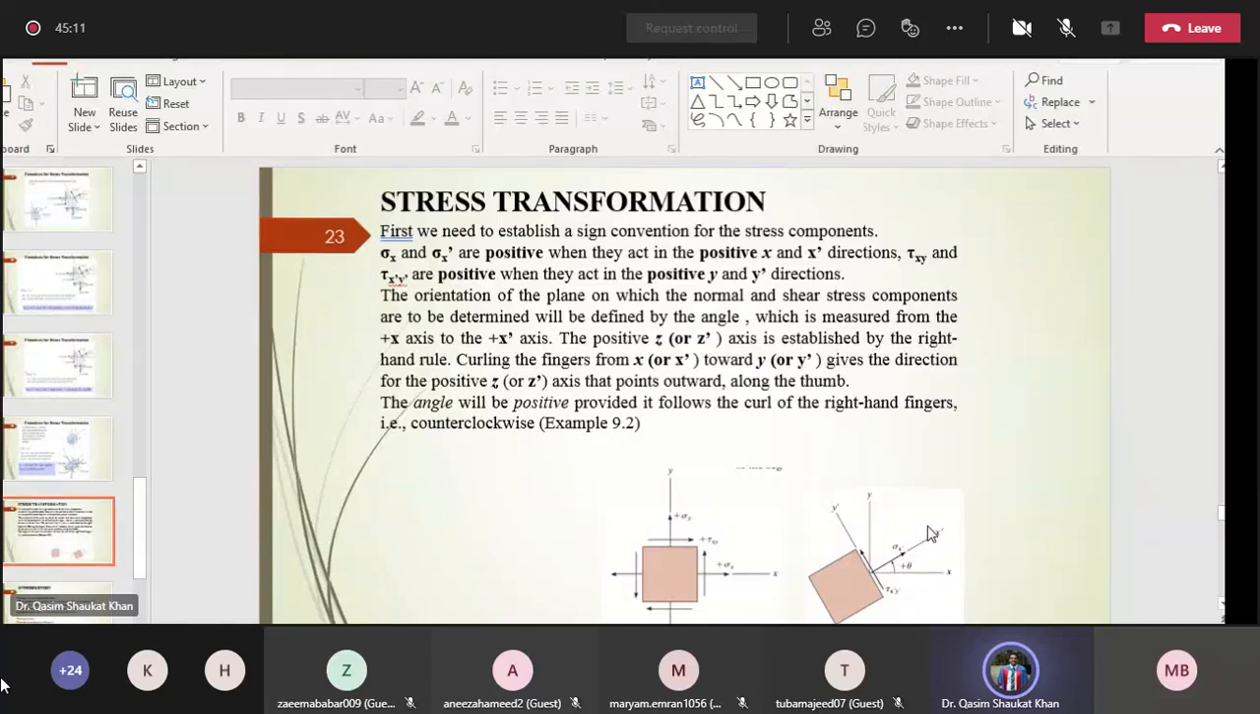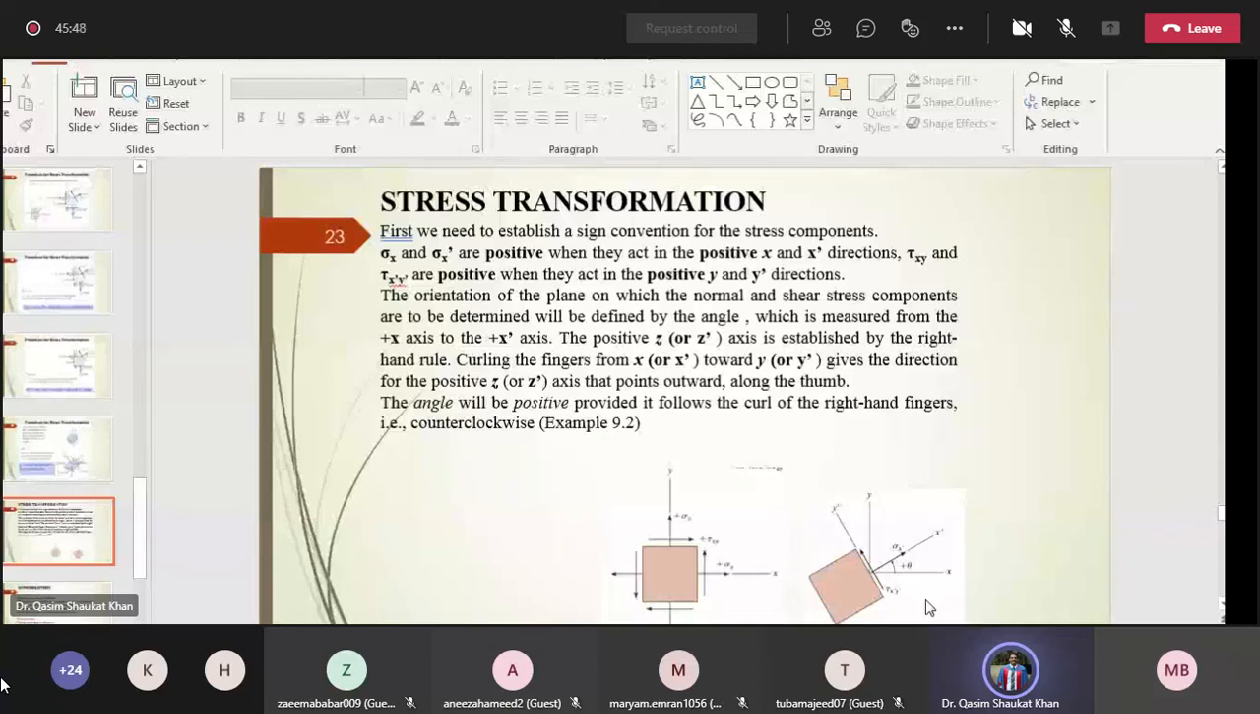So this is now counterclockwise. If I turn my fingers from x to x dash axis, my thumb will point out of the plane. So the counterclockwise direction is considered positive. However, if you take the clockwise direction, let's say the x dash axis is downwards, and you curl your fingers from x to x dash axis, in that case your thumb will point into the plane.